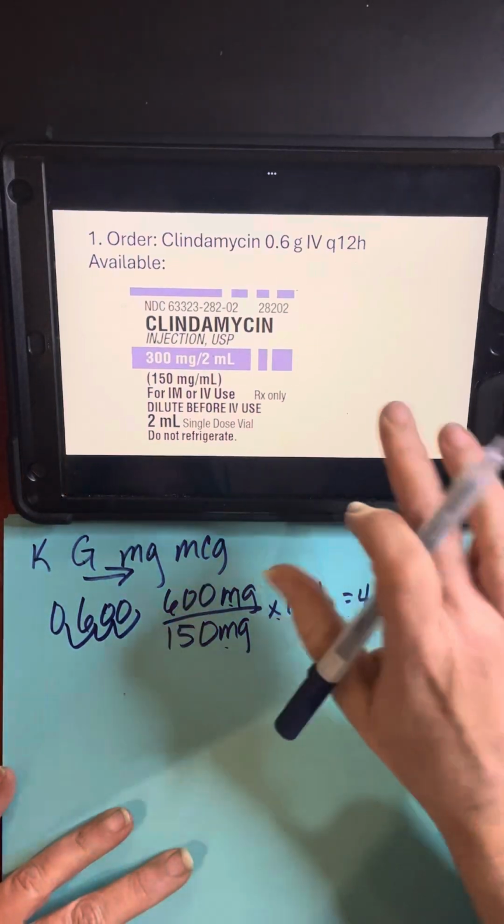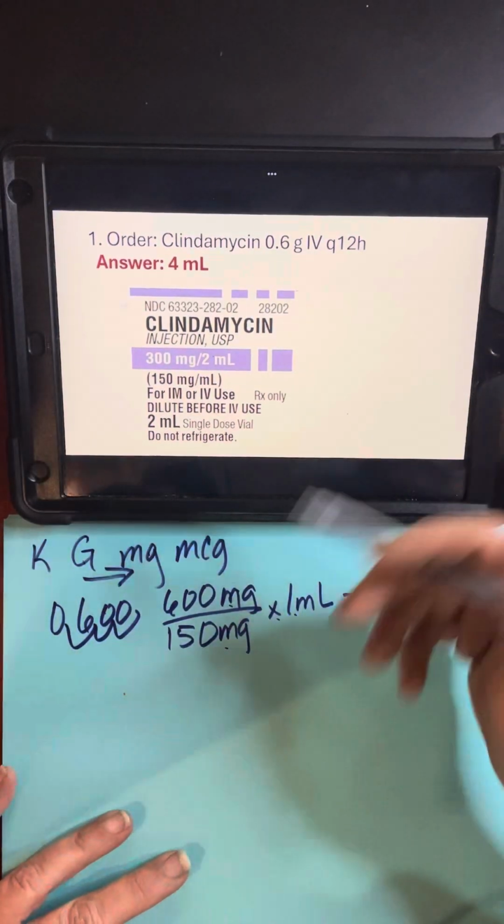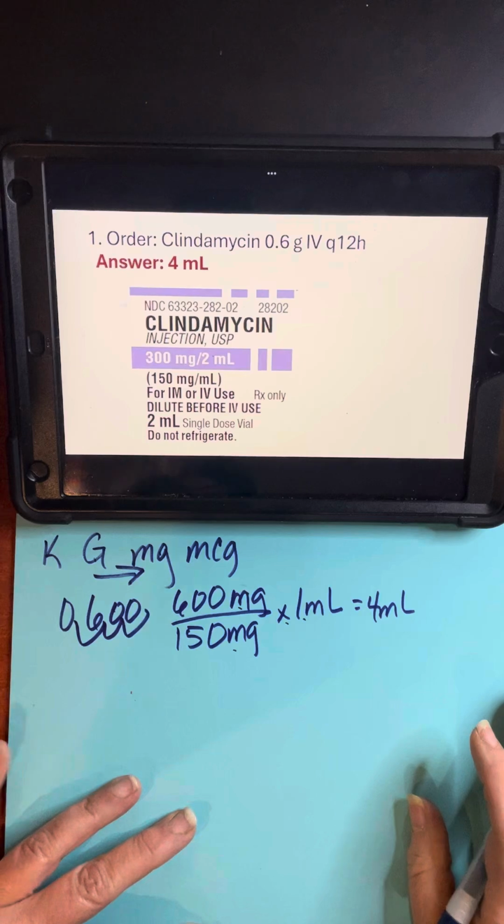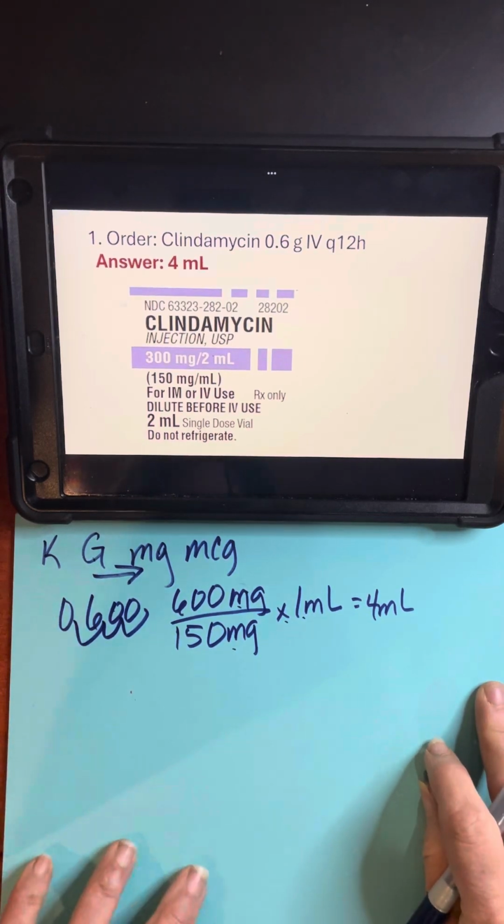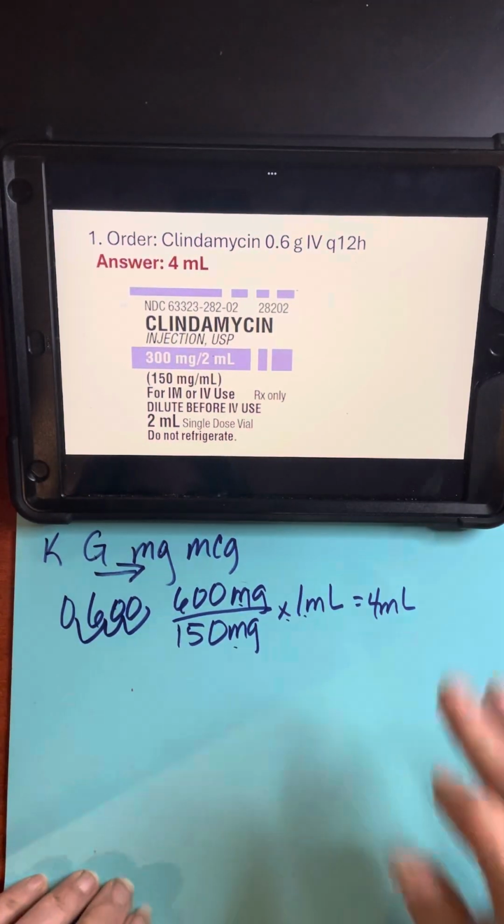Y'all see that? Look, boom. Saved another one. I told my son we need to get t-shirts with that. Would y'all get them?